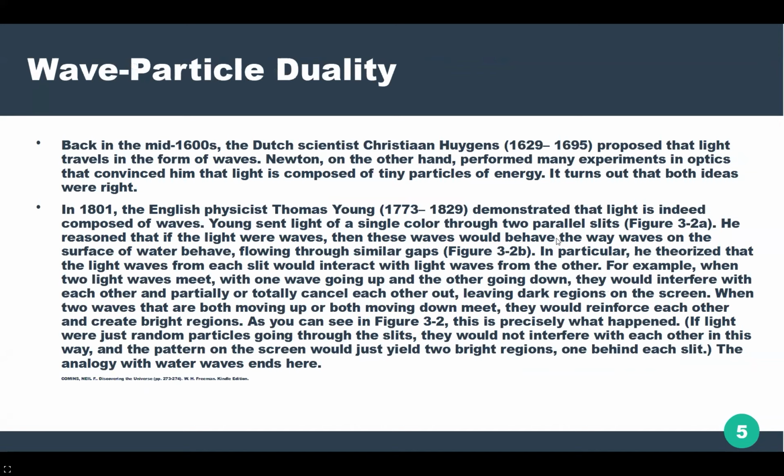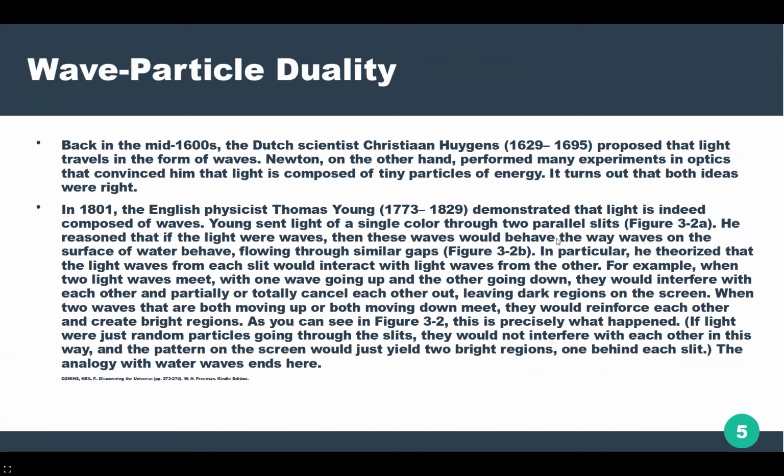In 1801, the English physicist Thomas Young demonstrated that light is indeed composed of waves. Young sent light of a single color through two parallel slits. He reasoned that if the light were waves, then these waves would behave the same way that waves on the surface of water behave, flowing through similar gaps. In particular, he theorized that the light waves from each slit would interact with light waves from the other.